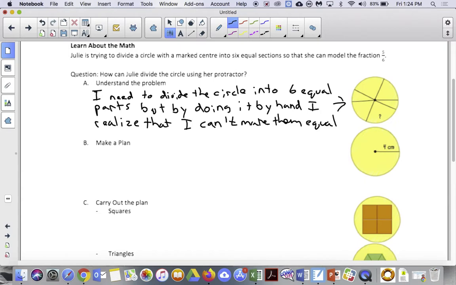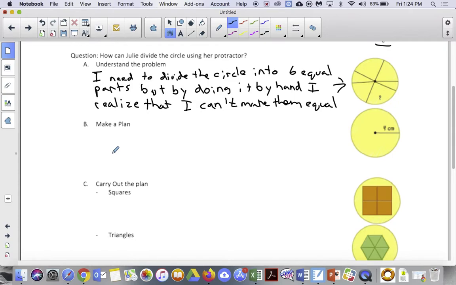Now, how did I know it would have to be 6 equal parts? Because the denominator of that fraction is 6. And remember, 6 is the total. So now I know what I need. I need to divide the circle into 6 equal parts. And I know I cannot do it by hand. I need to use a protractor.